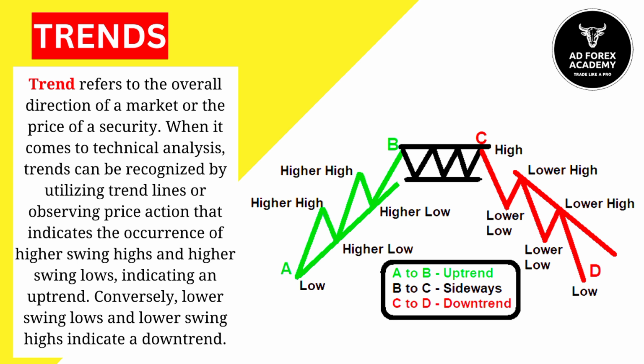Now let me explain how this appears in real life scenarios. We already know that an uptrend signifies a price increase, a sideways trend indicates price consolidation, and a downtrend signifies a decline in the market or the price of a specific commodity. Let's observe how this manifests in real life scenarios.